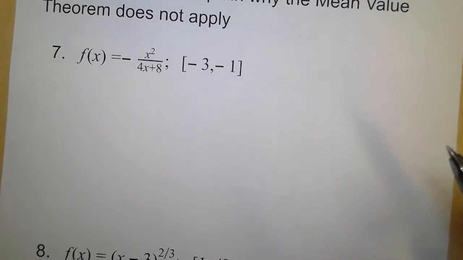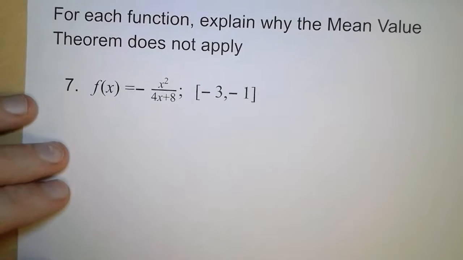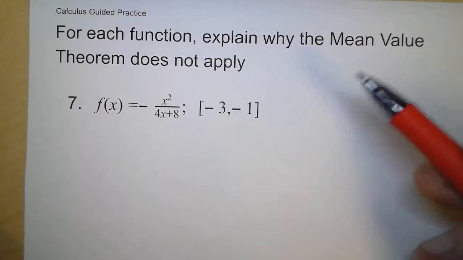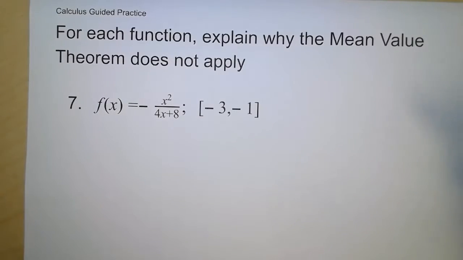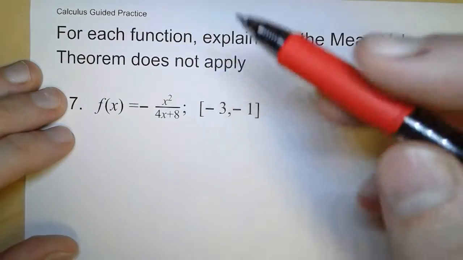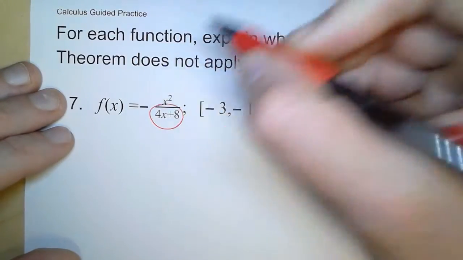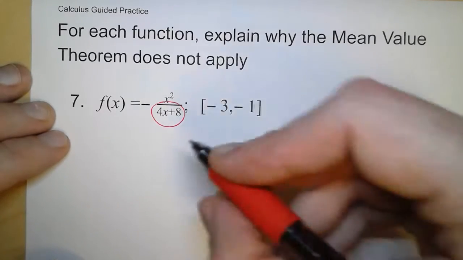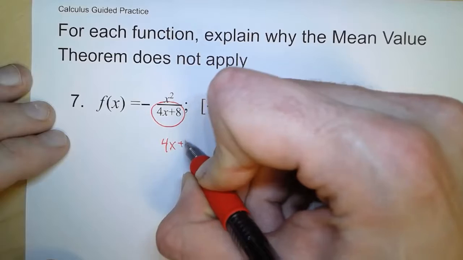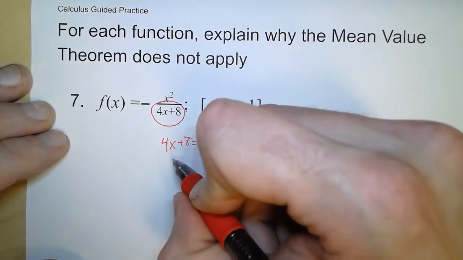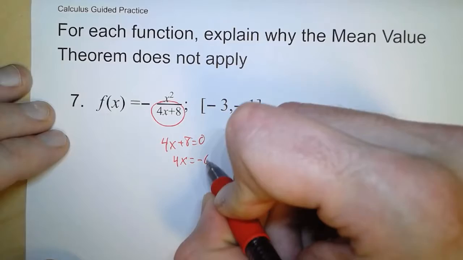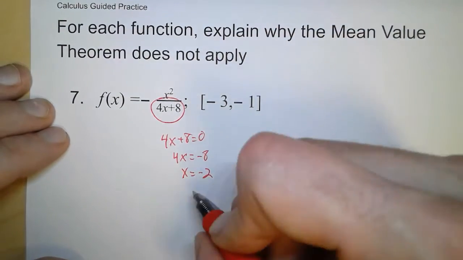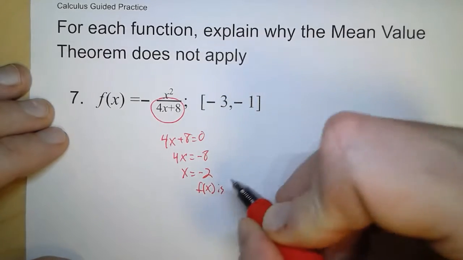Now for the last two examples, we need to explain why the mean value theorem does not apply. And the main reason why it wouldn't apply is it has to be a differentiable function. So looking at this function right here, we've got a problem. Because we've got a denominator, that means that this function could be undefined. It would be undefined when 4x plus 8 equals 0. So if I move the 8 to the other side and then divide by 4, x equals negative 2. And so at this point, f of x is undefined.